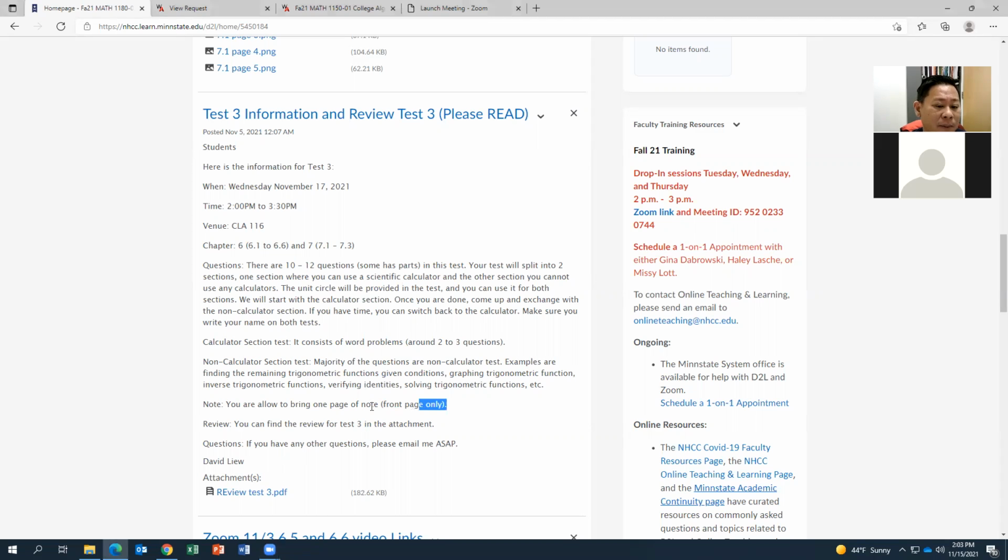This is new from last week, so I just want to point out to you guys that you are allowed to bring 1 page of notes, front page only, the size of a normal sheet of paper. Just a page of notes, any notes you want to put in there, formulas, examples. You can type, you can write, you can do whatever you want with it. So make sure it's front page only.